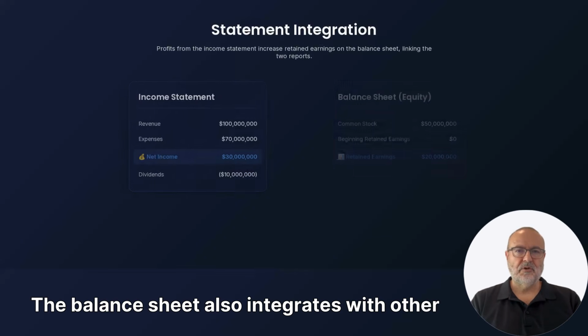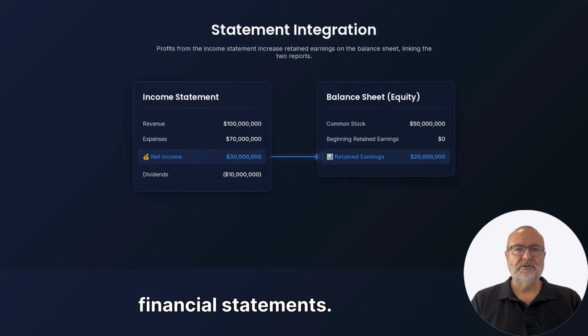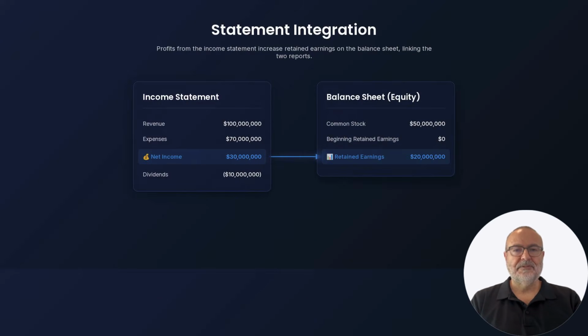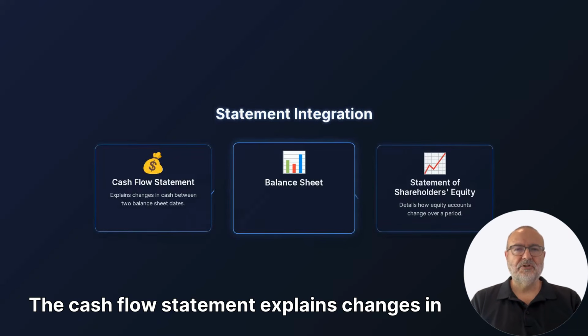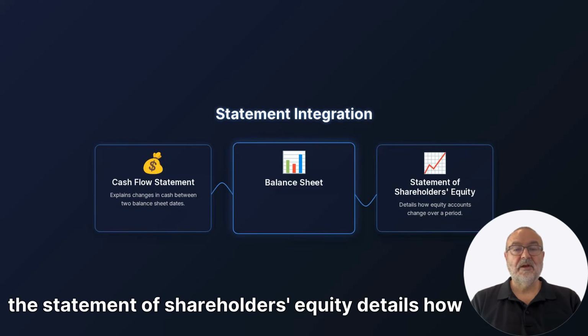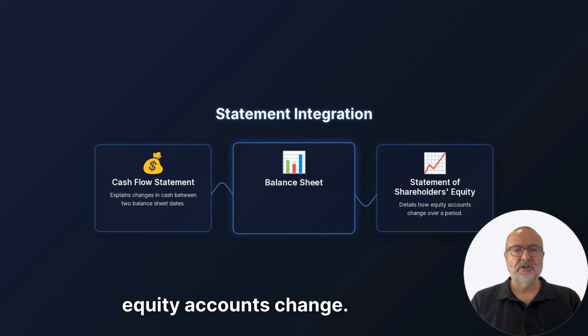The balance sheet also integrates with other financial statements. Profits from the income statement increase retained earnings on the balance sheet. The cash flow statement explains changes in cash between two balance sheet dates, and the statement of shareholders' equity details how equity accounts change.